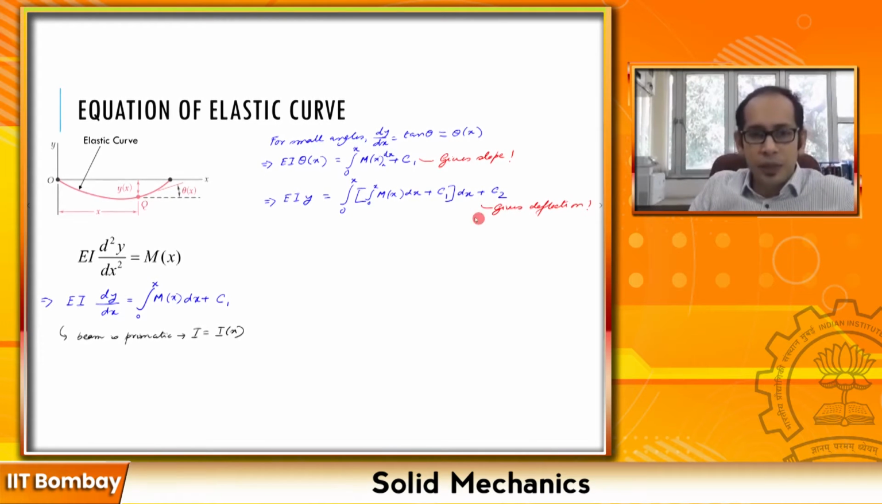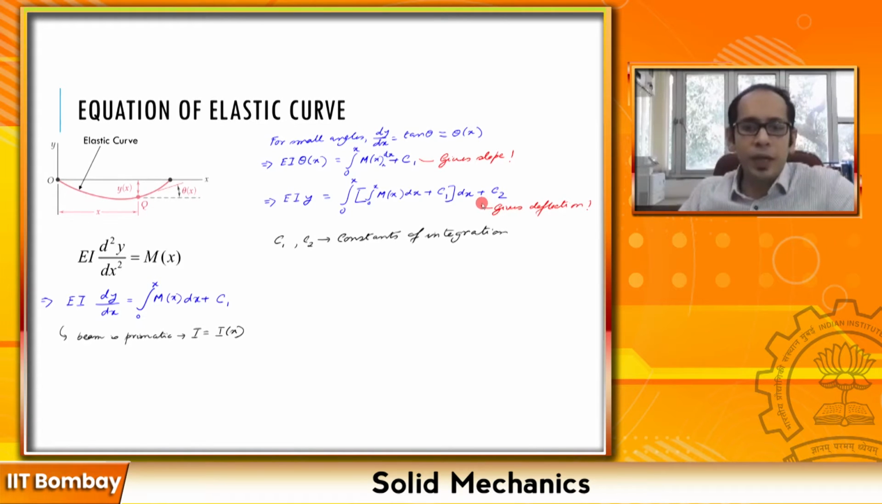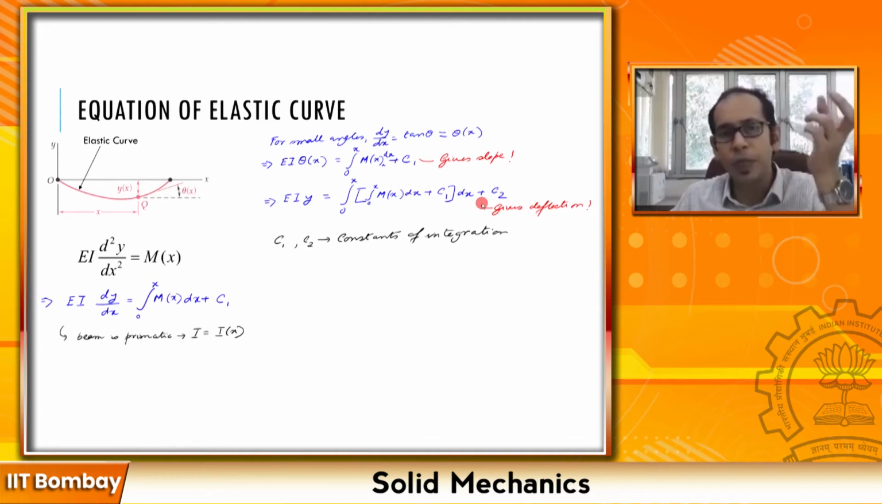Now you see in this equation, you have two constants of integration. So C1 and C2 are the constants of integration. And how do we get C1 and C2? Simple, you get it from the boundary conditions. So for a beam given a set of loading, you have to figure out, if you are doing the second order method, what are the boundary conditions which I am going to use to determine these constants C1 and C2. So C1 and C2 are determined from the boundary conditions.